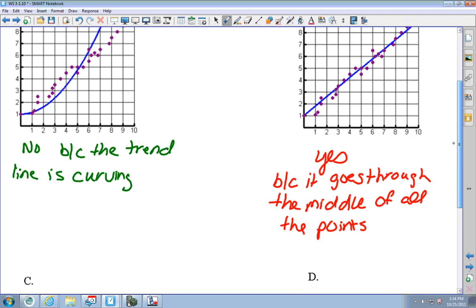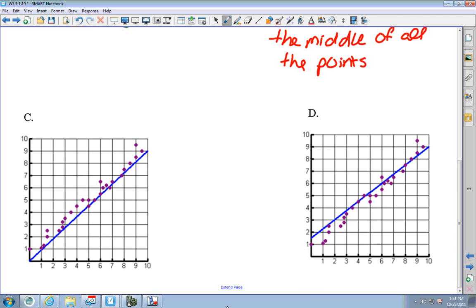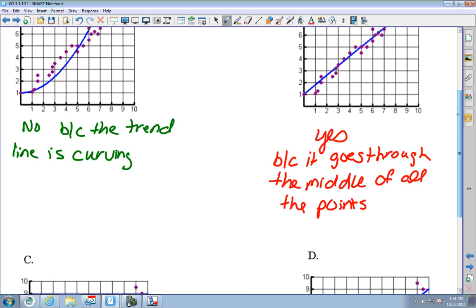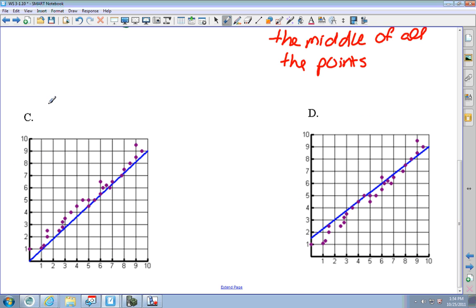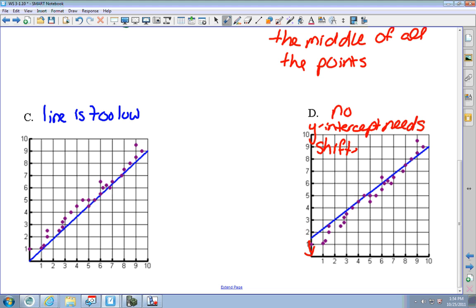Okay, that's that one. Let's go down here and look at these. Do you think B or C or D, are they better than B? I don't think so. When I look at C, I say that the line is too low. And on D, this Y-intercept needs to be actually moved down, and it needs to be tweaked just a little bit. So no, the Y-intercept needs to be moved down. Needs shifted down.